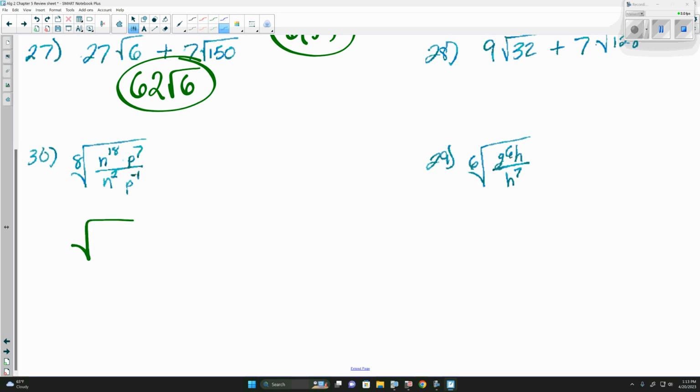Well, before we do anything with our 8th root, let's simplify our like terms. Because we have n to the 18th over n squared. So 18, we subtract them. 18 minus 2 is 16. Because when we divide like bases, we subtract the exponents. When we multiply like bases, we add them.